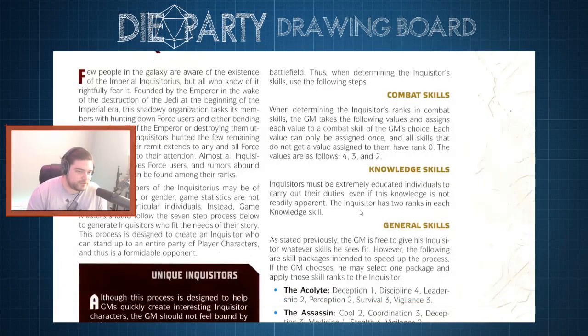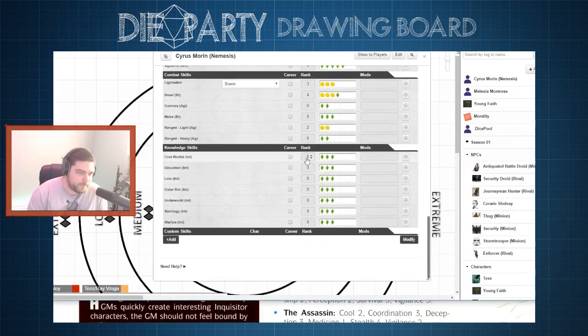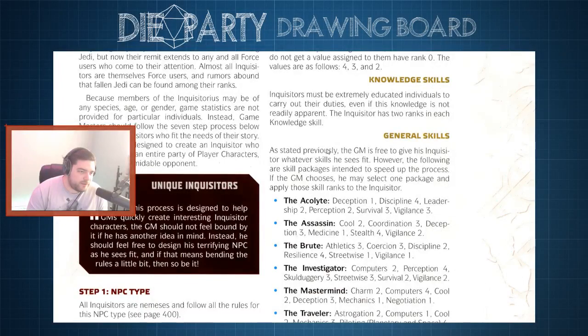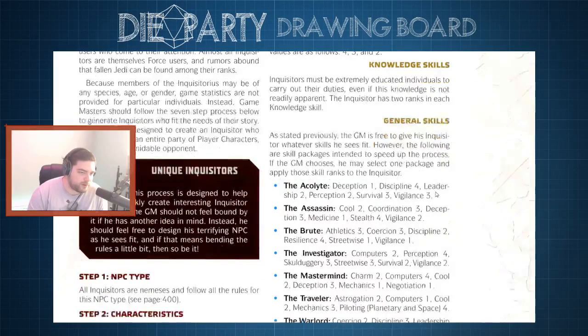Alright, cool. Knowledge skills. Inquisitors must be extremely educated individuals to carry out their duties. Even if this knowledge is not readily apparent, an Inquisitor has 2 ranks in each knowledge skill. Okay. Got it. General skills. As stated previously, the GM is free to give his Inquisitor whatever skills he sees fit. However, the following skill packages are intended to speed up the process if the GM chooses. He may select one package and apply those skill ranks to the Inquisitor.